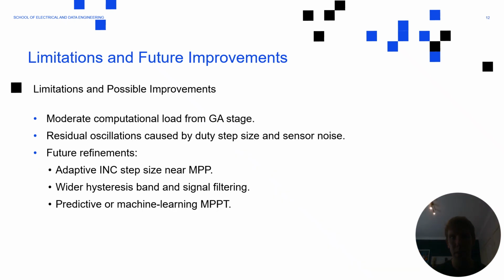Several limitations and possible improvements exist for the developed algorithm, including the computational load required for the GA algorithm and residual voltage oscillations in the steady state. Refinements such as an adaptive step size, wider hysteresis band and additional signal filtering may help improve these oscillations, while alternative approaches such as predictive control or machine learning based algorithms may yield greater computational efficiency.